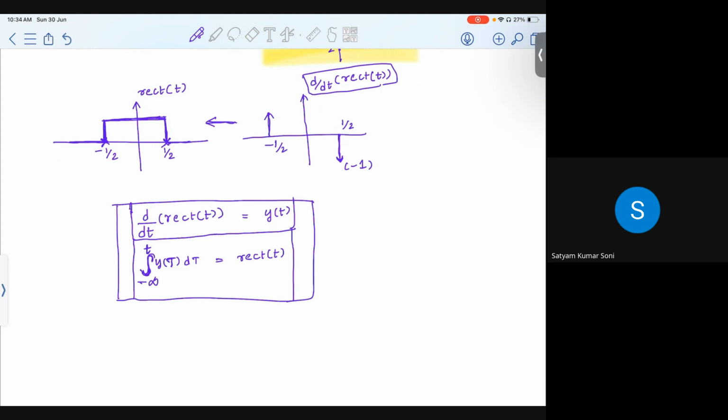That is why you place two impulse functions at minus half and plus half, because the impulse takes an area of 1 around minus half, and similarly takes an area of 1 around plus half. When you integrate this function, you get the function that is over here. That's the idea behind this.